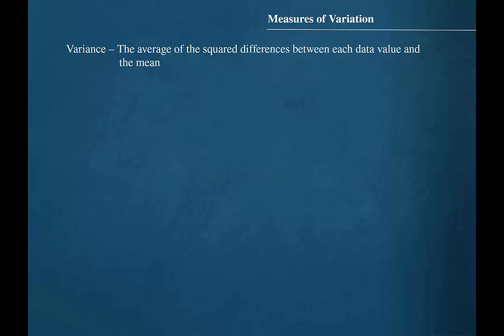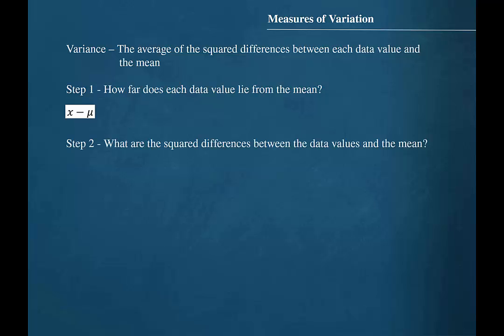In order to find the variance, we will follow a process. Step 1 is to find out how far each data value lies from the mean. We will find this by finding the deviations from the mean, which just means we will subtract the mean from each data value. In step 2, we will find the squares of the differences between the data values and the mean. That just means that we will square each of the values we found in step 1.